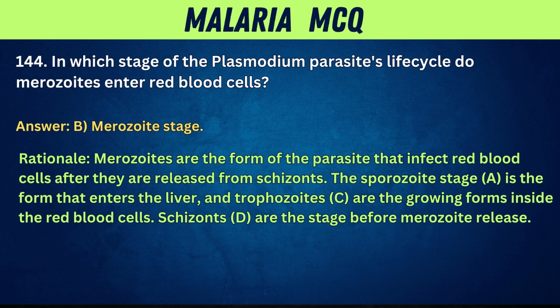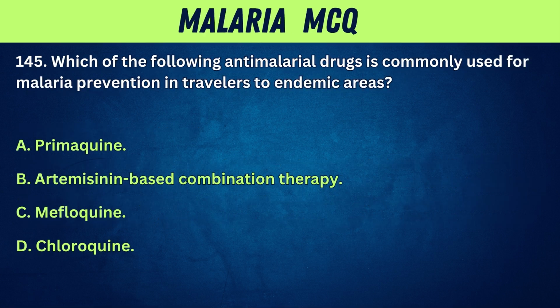Rationale. Merozoites are the form of the parasite that infect red blood cells after they are released from schizonts. The sporozoite stage, A, is the form that enters the liver, and trophozoites, C, are the growing forms inside the red blood cells. Schizonts, D, are the stage before merozoite release.